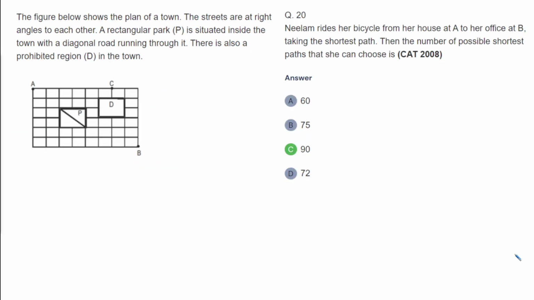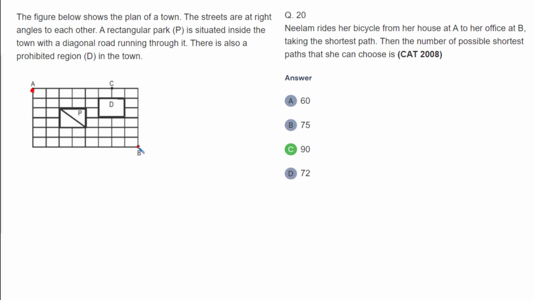Question number 20 and 21 are on the same data from CAT 2008. The figure below shows the plan of a town. The streets are at right angles to each other. A rectangular park is situated inside the town with a diagonal road running through it. There is also a prohibited region D in the town in which one cannot enter. Question number 20: Neelam rides her bicycle from her house at A to her office at B, taking the shortest path. Then the number of possible shortest paths that she can choose while traveling from point A to point B?